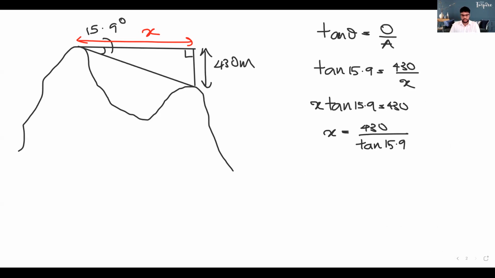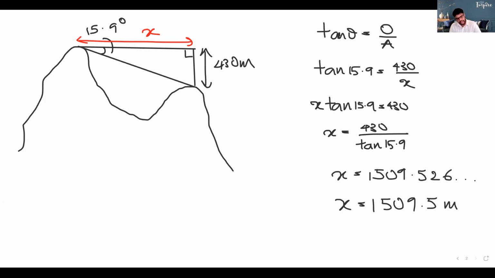430 over tan 15.9. See what you get though. So when I tried it, I got 1509.526 and so on. Right? So the question is asking to one decimal place. So this is going to be 0.5 meters.